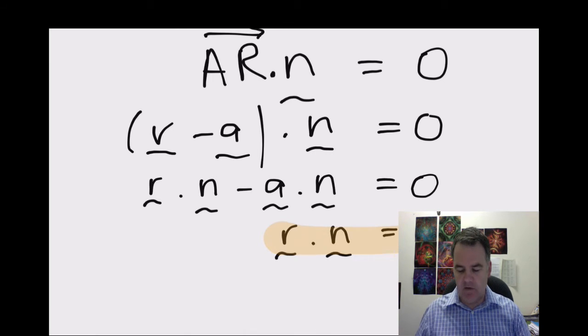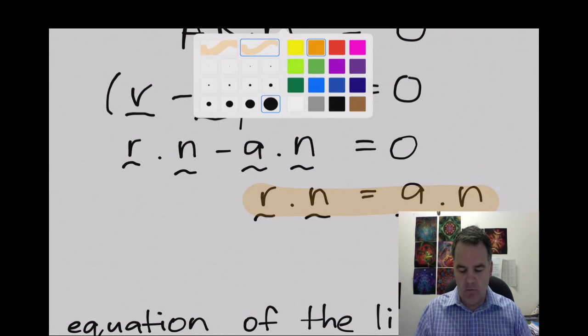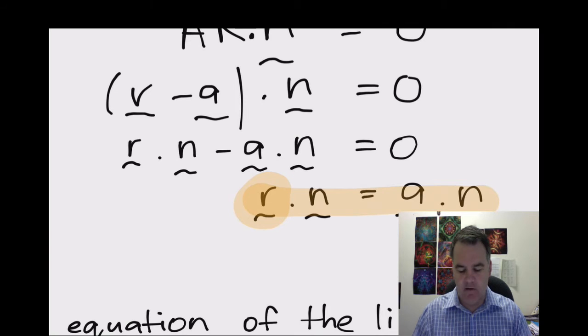So let's break down each of these components to make sure we understand it. r is any general point on the line. Okay, so that's what r is. So like x and y in this case. n is the vector that is normal to the line. a is a specific point on the line, and again, n is the normal to the line.